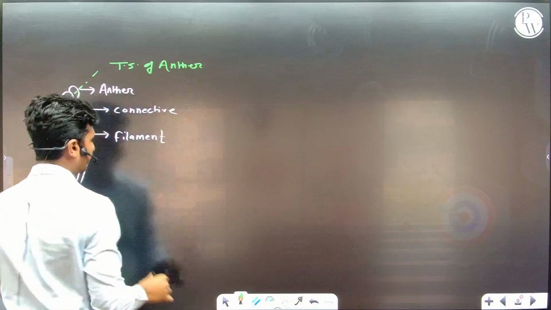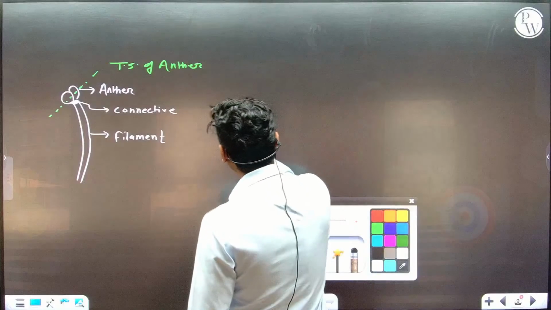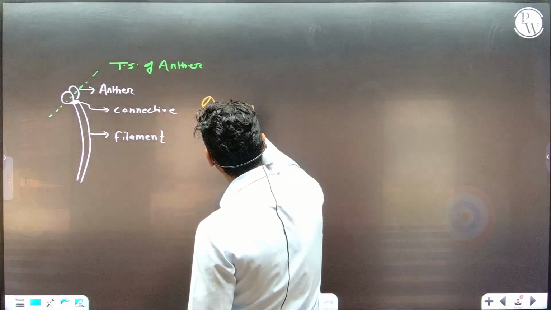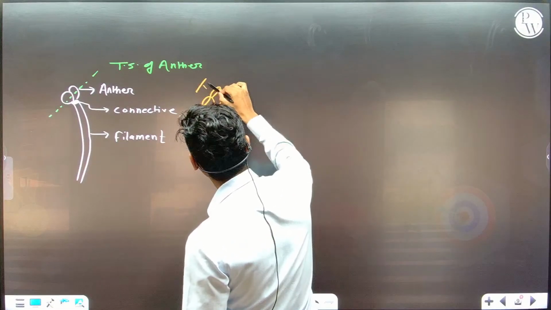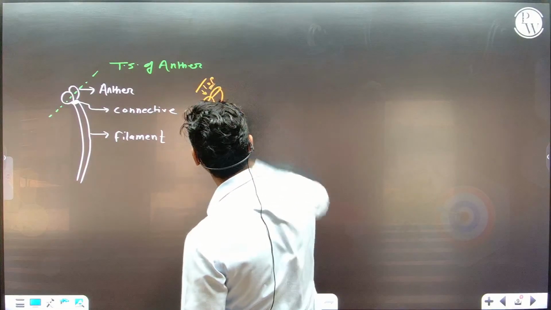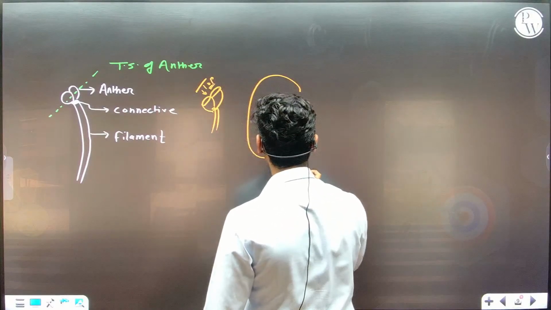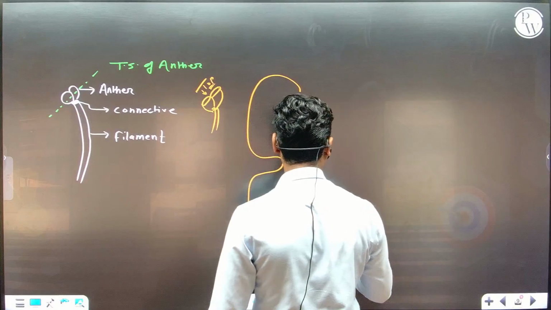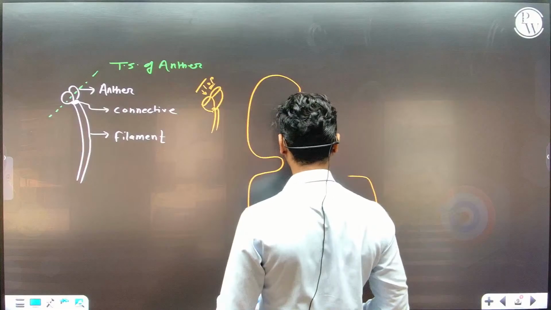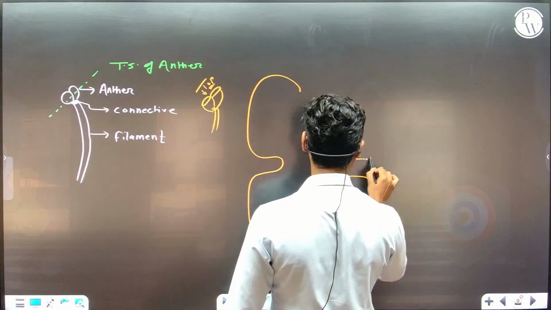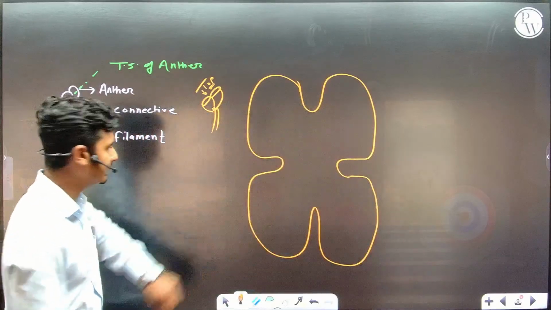That is a TS of anther. We get the portion like this, and if you observe this portion from the top view, it is looking kind of like this.